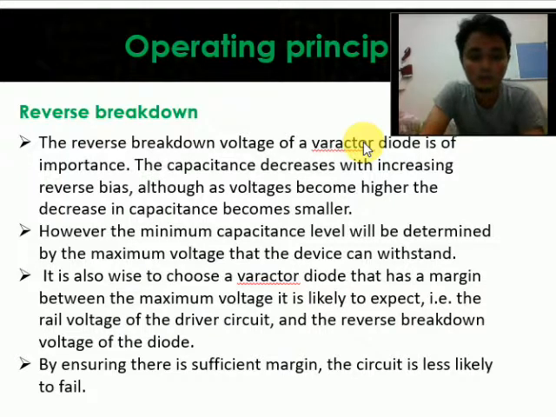It is also wise to choose a Varactor diode with a margin between the maximum voltage, let's say the real voltage of the driver circuit, and the reverse breakdown voltage of the circuit. So it should be between them. By ensuring there is sufficient margin, the circuit is less likely to fail.